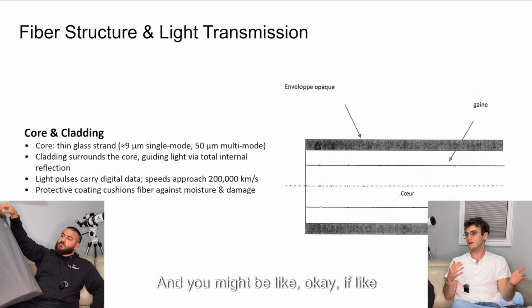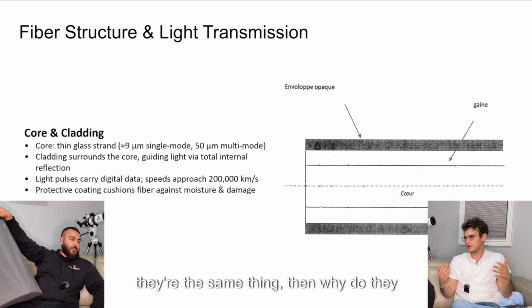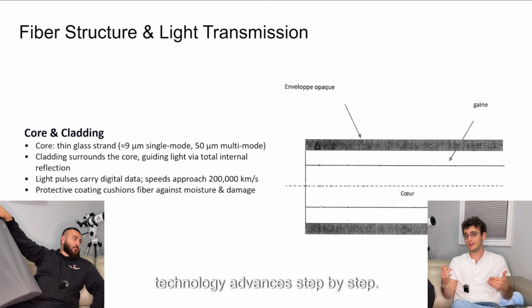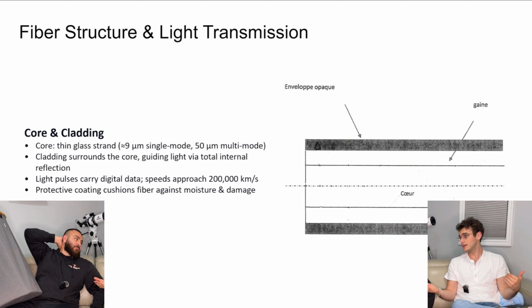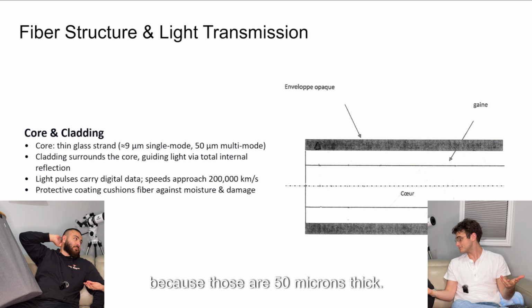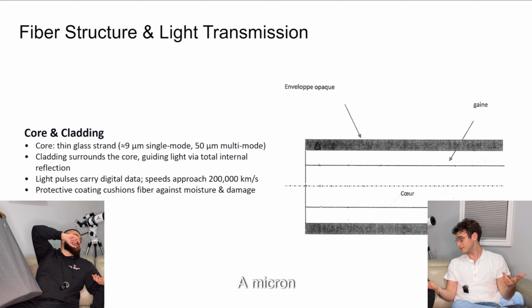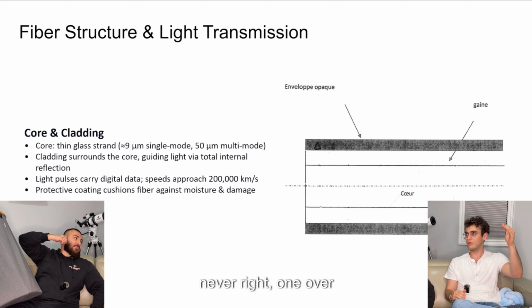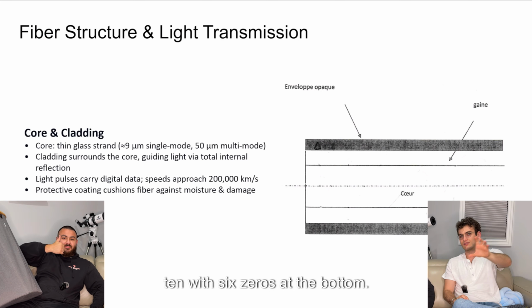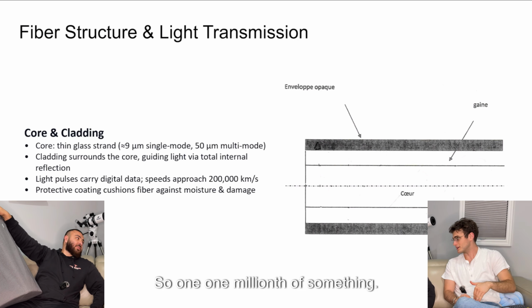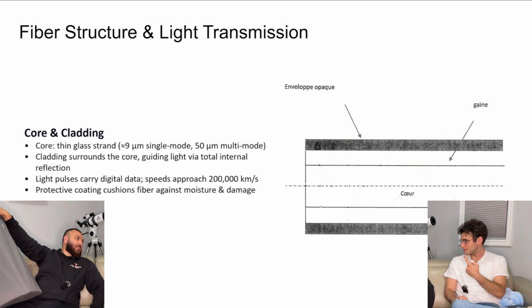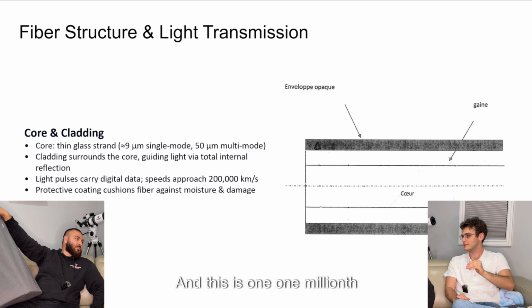Okay. And you might be like, okay, if they're the same thing, then why do they exist? Well, technology advances step by step, and first we had multi-mode, because those are 50 microns thick. Small. A micron is 1/1,000,000th of something. So whenever you have micro, it's 1/1,000,000th. And this is 1/1,000,000th of a meter.